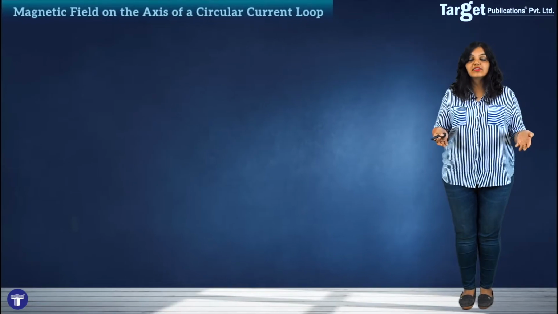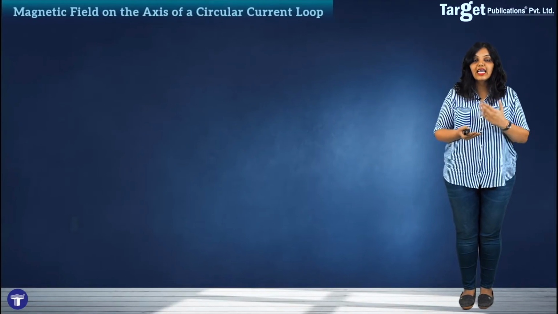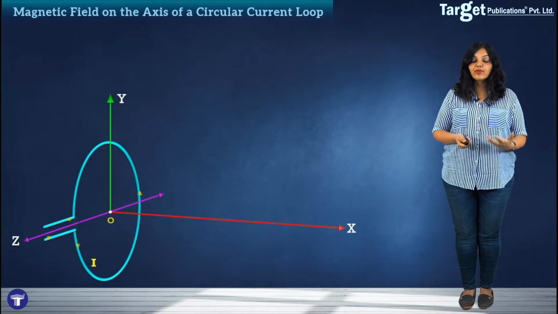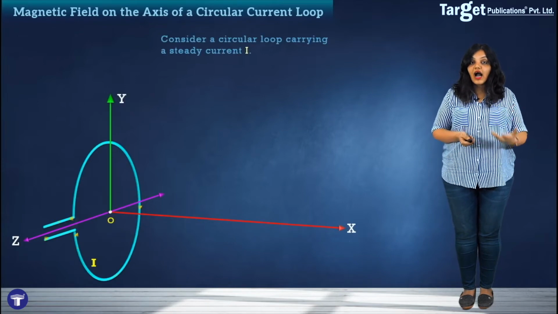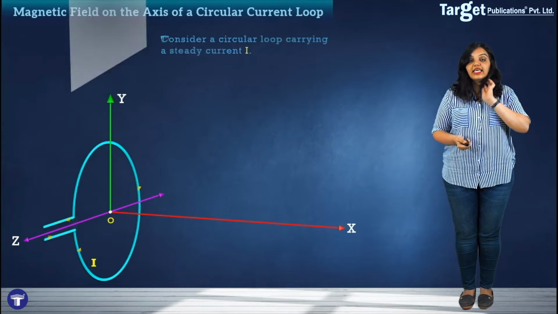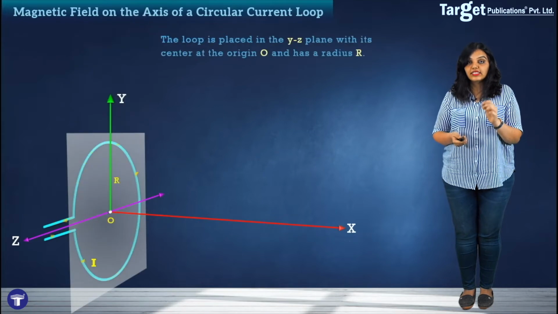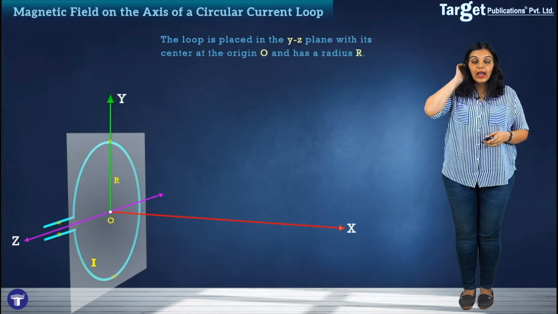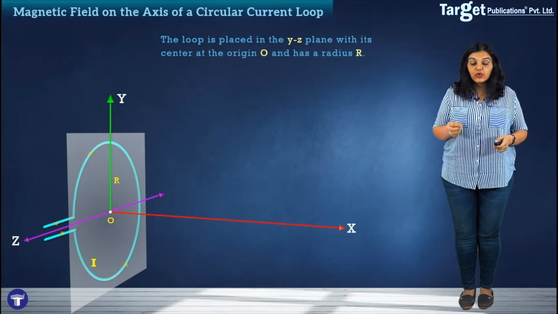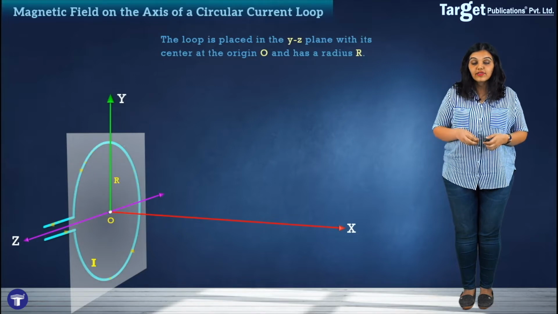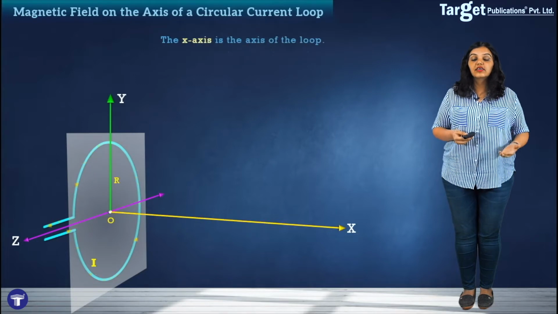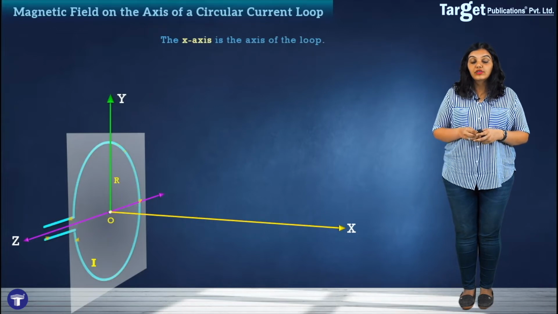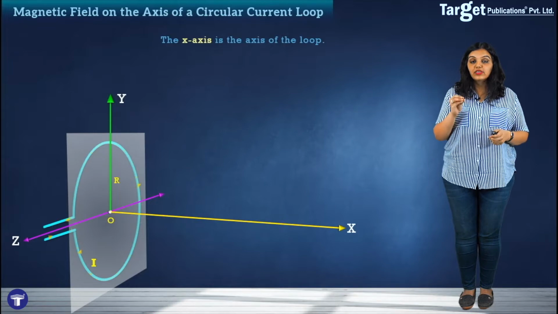Now let's use the Biot-Savart's law to find the magnetic field on the axis of a circular current loop. Let's say that I have a circular current loop which has a steady current capital I. As you can see, this loop lies in the YZ plane with its center coinciding with the origin, and let's say that the radius of this circular loop is capital R. Now what I want to do is find the magnetic field on the axis of the circular current loop, and as you can see here, the x-axis is the axis of this loop. I want to find the magnetic field at a point on this axis.